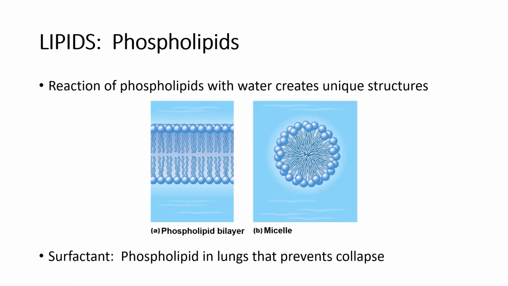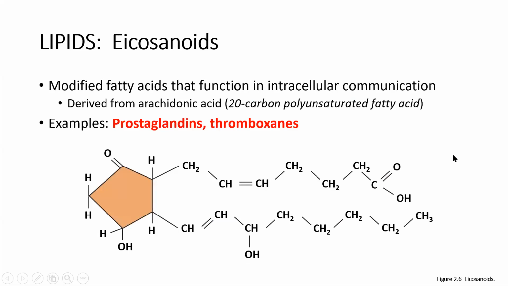And what surfactant does is it helps to cut down the surface tension in the lungs by, again, having this molecule that interacts with water on one side and then doesn't like water on the other side. And so it helps to keep the lungs inflated or help prevent them from collapsing. Okay, so some really important everyday uses and functional properties that we see with phospholipids.